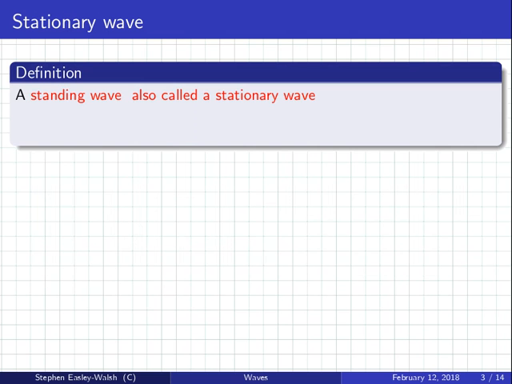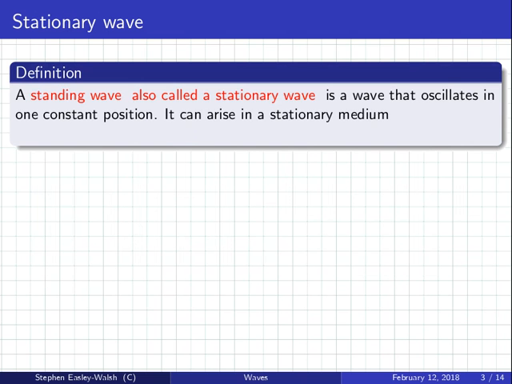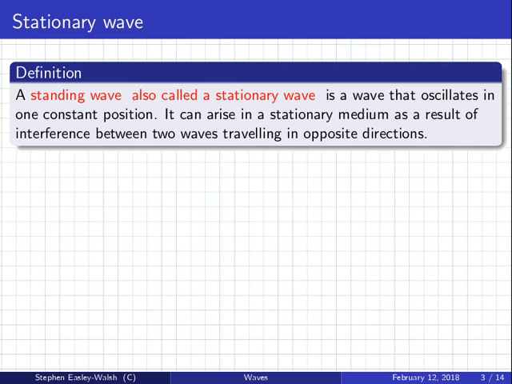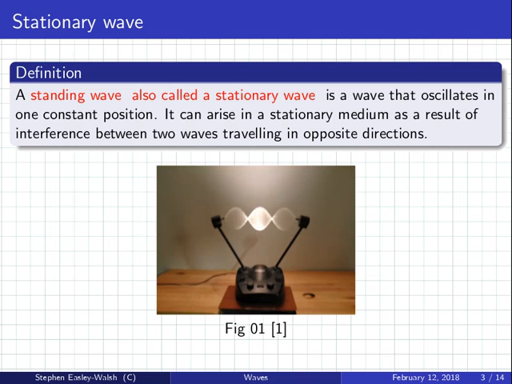A standing wave, also called a stationary wave, is a wave that oscillates in one constant position. It can arise in a stationary medium as a result of interference between two waves travelling in opposite directions. What the fudge does that mean? Here's an example, but I'll try and draw this to make it a little bit clearer.